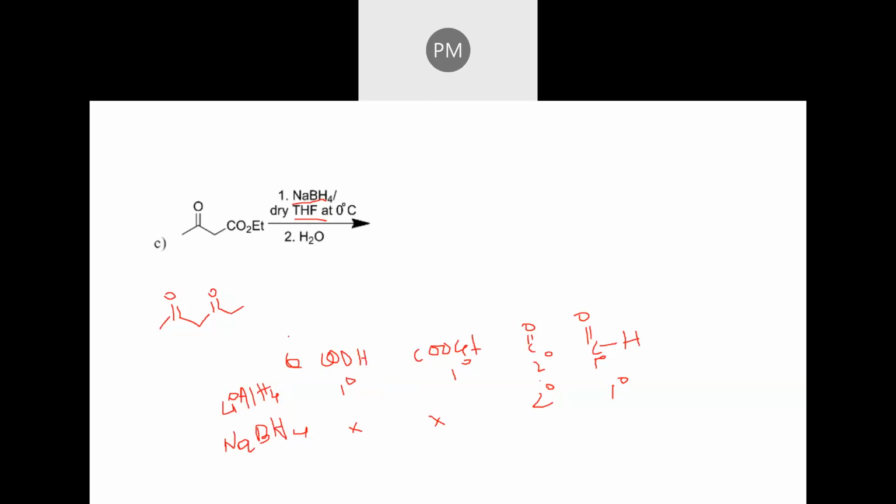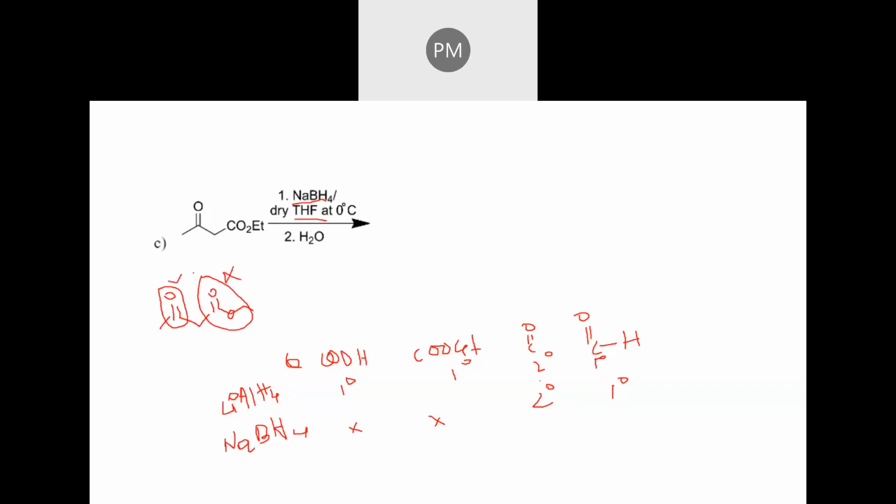Like this, ethyl groups are present. So only NaBH4 reduced this carbonyl center, but it did not reduce this other center. So only this reaction will happen, and this reaction will not happen.